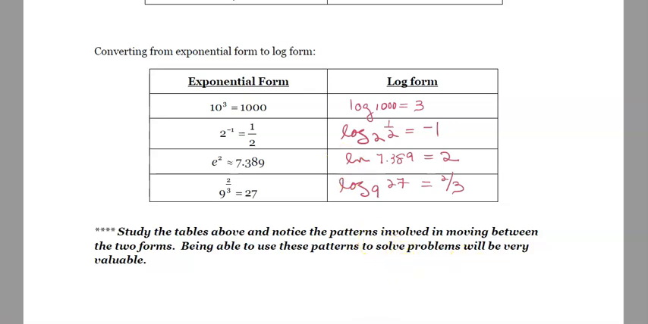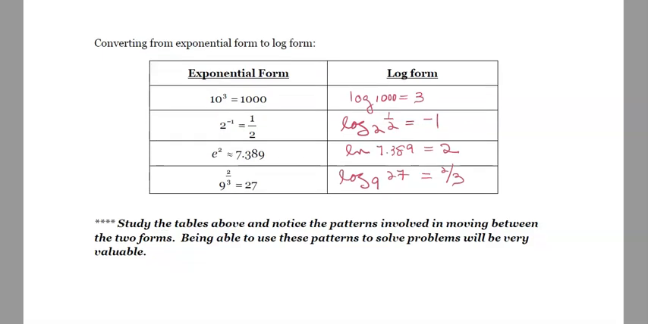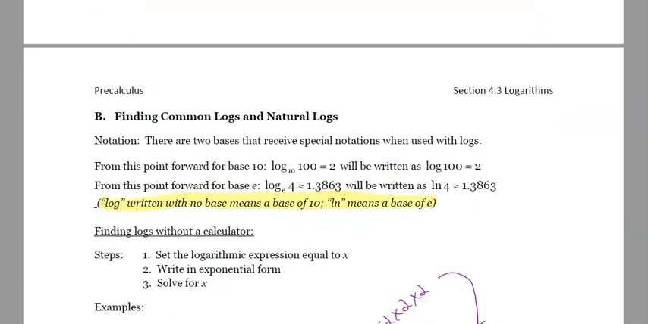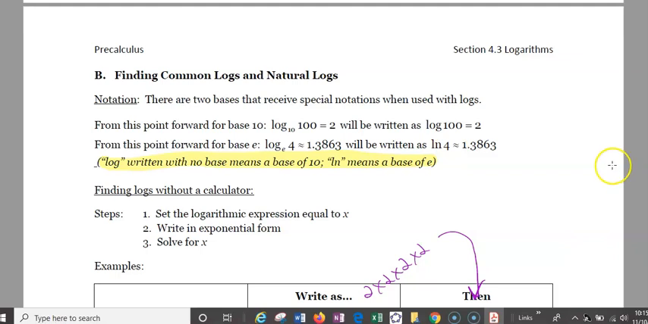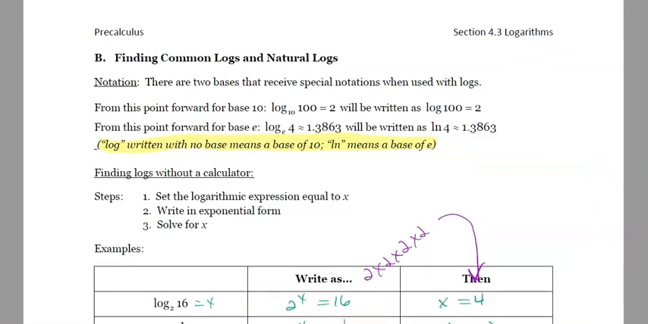You've got to be able to create the equivalent log form from the exponential form and the equivalent exponential form from the log form. Okay, finding common logs and natural logs. So once again, I say in this verbiage that log base 10 is not going to have a 10 anymore, and natural log or log base e will not have a log e anymore. They will be written instead as log with no 10 and ln with no e, respectively. So make sure you're comfortable with that and that you recognize them.